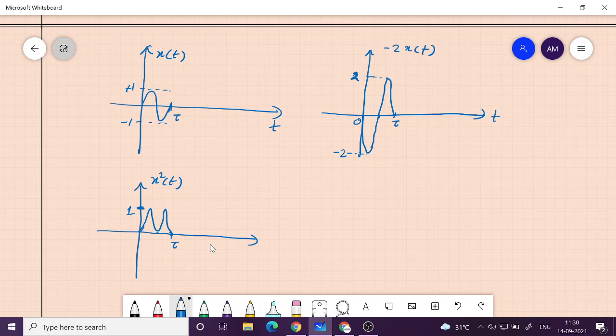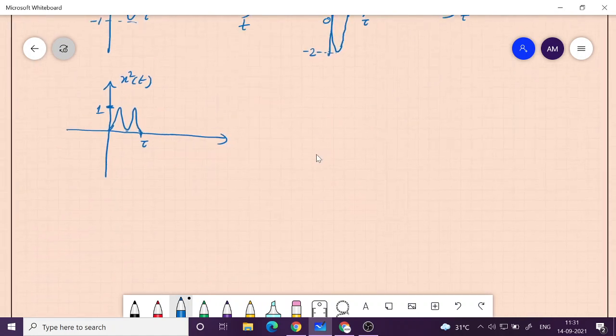Similarly, so many different things you can think about, such as cube, 2x plus 3, all these different things. So there are an endless number of amplitude transformations that are possible.